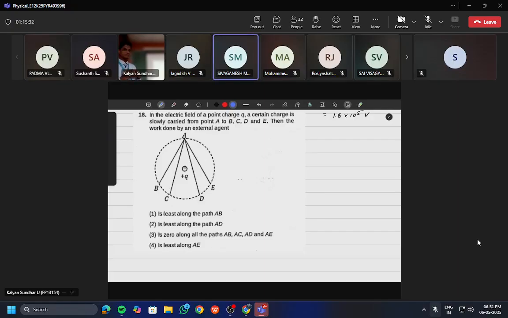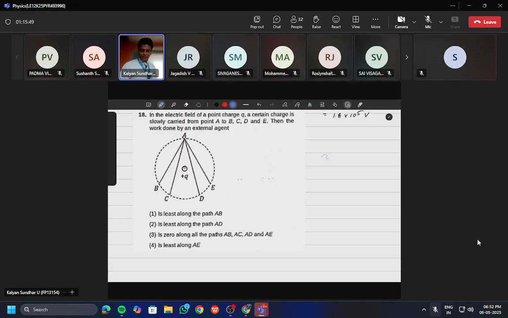Sir, third option, sir. Let's check, sir. Other than him, shall we consider the equipotential? What do you mean by equipotential surface? Potential will be the same throughout that surface.